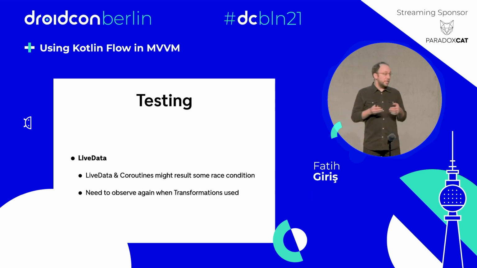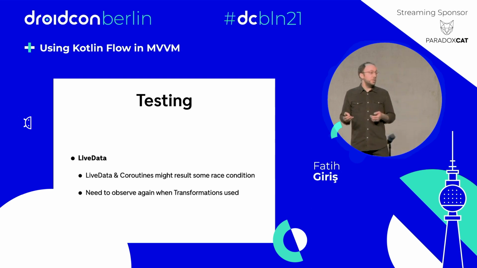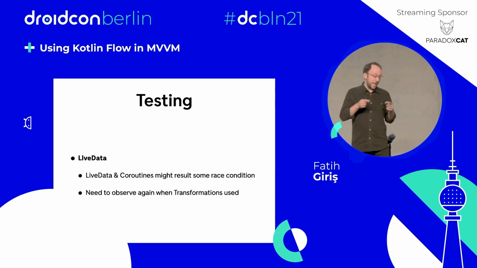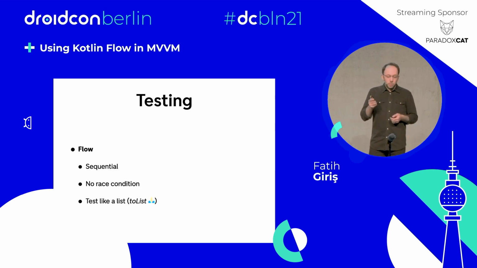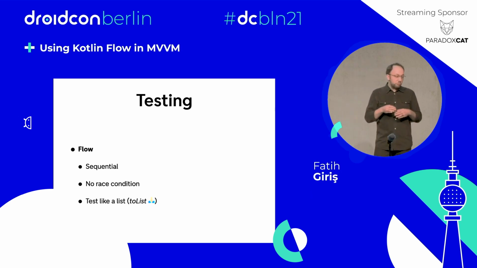And additionally, if you're also using transformations, you also need to remember to observe the resulting LiveData, which is coming from the transformation. Otherwise, you're not going to get any updates for the second LiveData. So as you can see, there is a lot to remember with LiveData. But when it comes to Flow, it's just easy. It's sequential, and because it's sequential, there is no race condition.